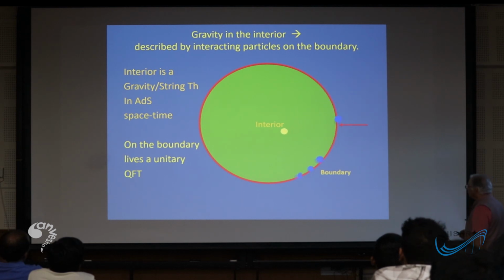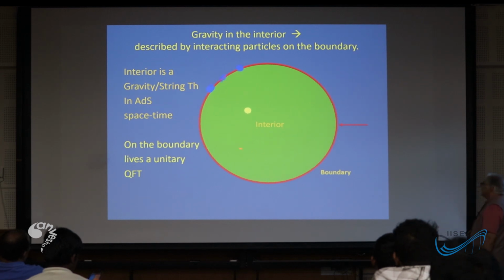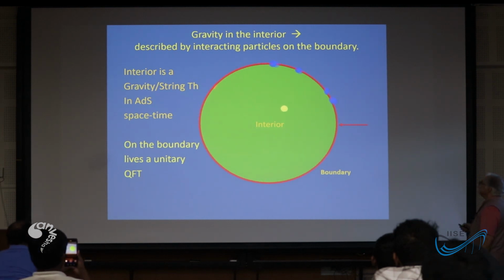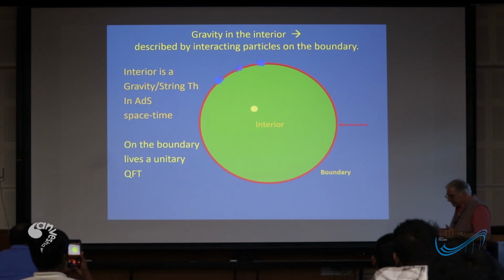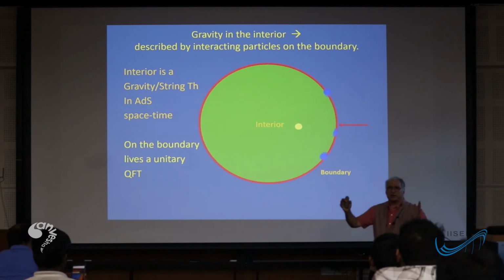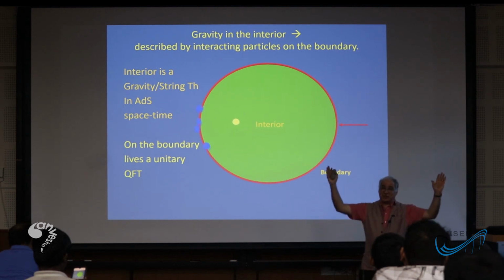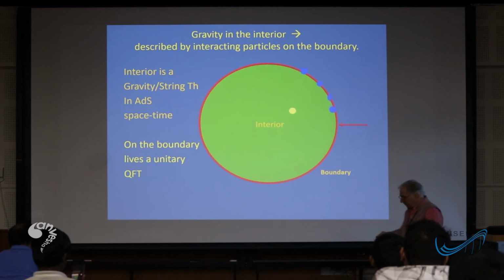So Maldacena basically said that if you want to study gravitation, full quantum gravity, in the interior of a certain space-time, which has a boundary. Now, technically, this is the boundary of a space-time called anti-de Sitter space, but don't worry what it is, it's a box. It's a gravitational box with a boundary, okay?